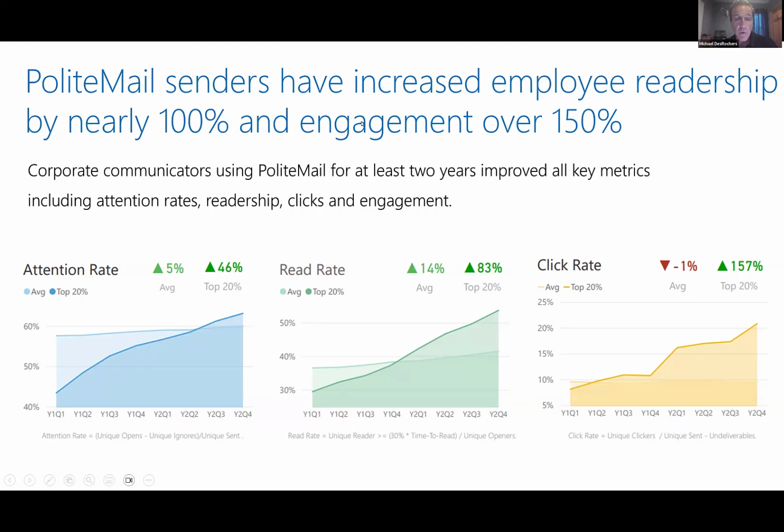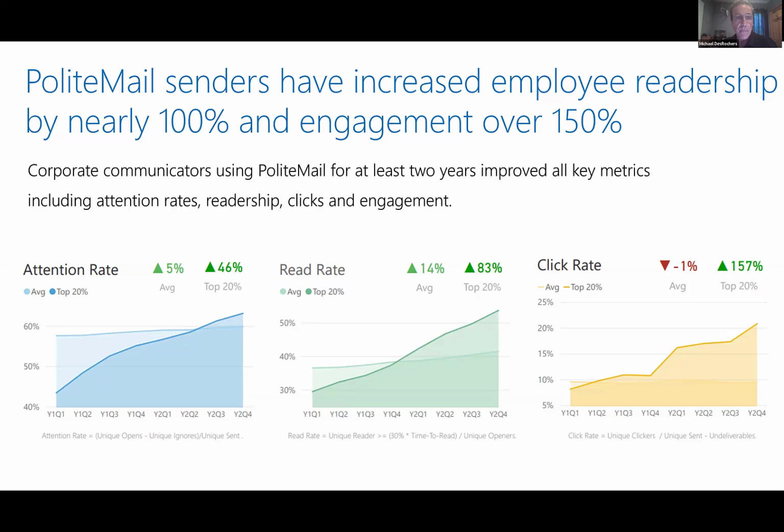Yeah, that's actually a good point on attention. That's another uncommon term. Most tools focus on open rates. Polite Mail has a read timing, and anything less than 3 seconds, generally, we call it an ignore. So they did open it, but they didn't give it any attention. So we subtract those ignores from the opens to get the attention rate.